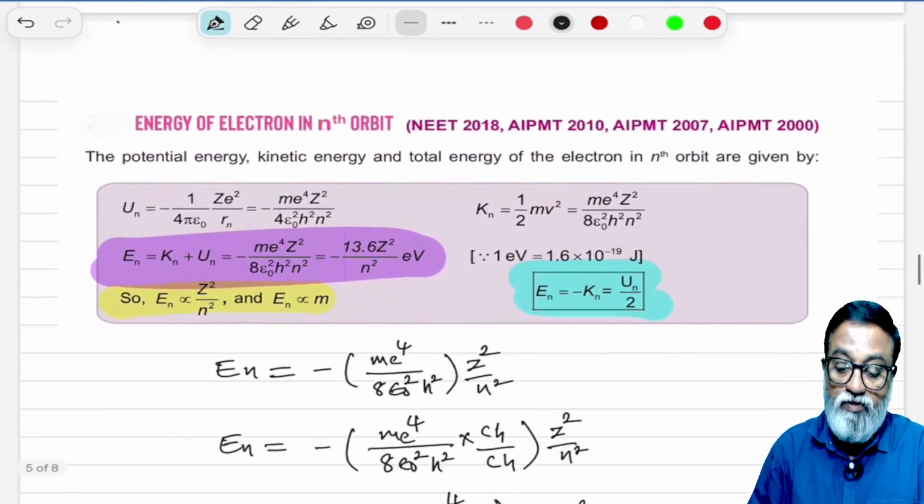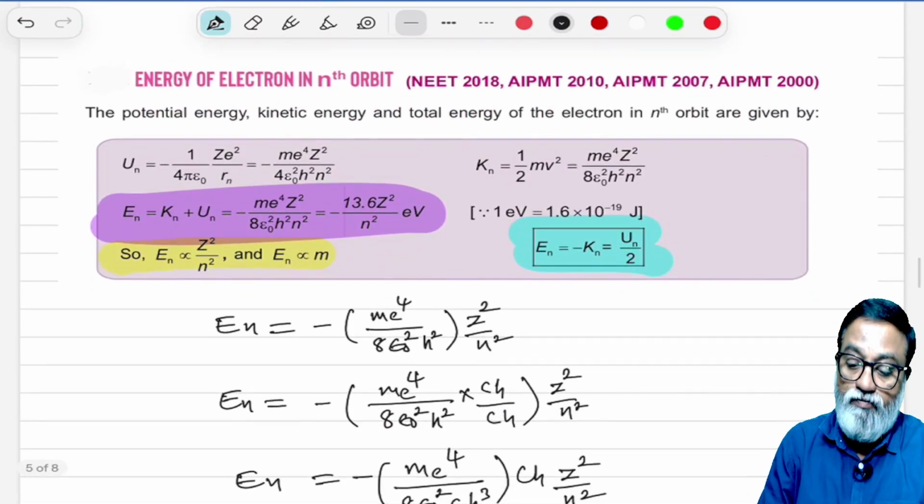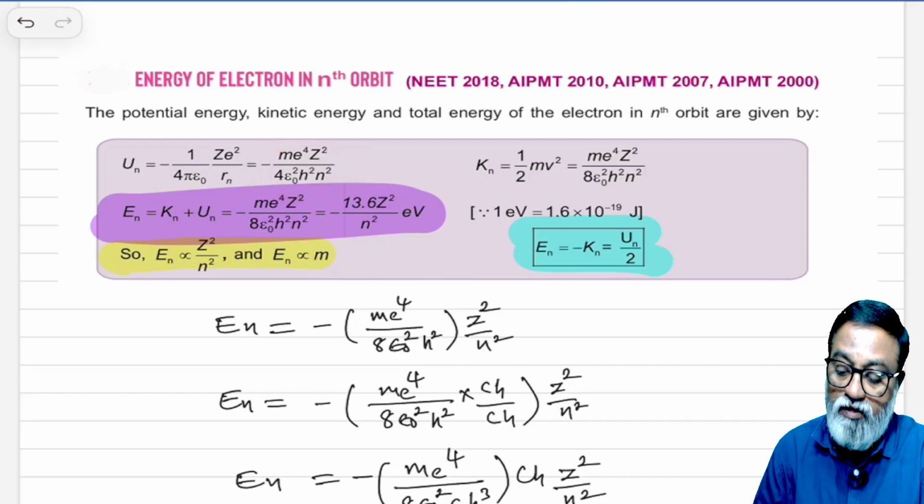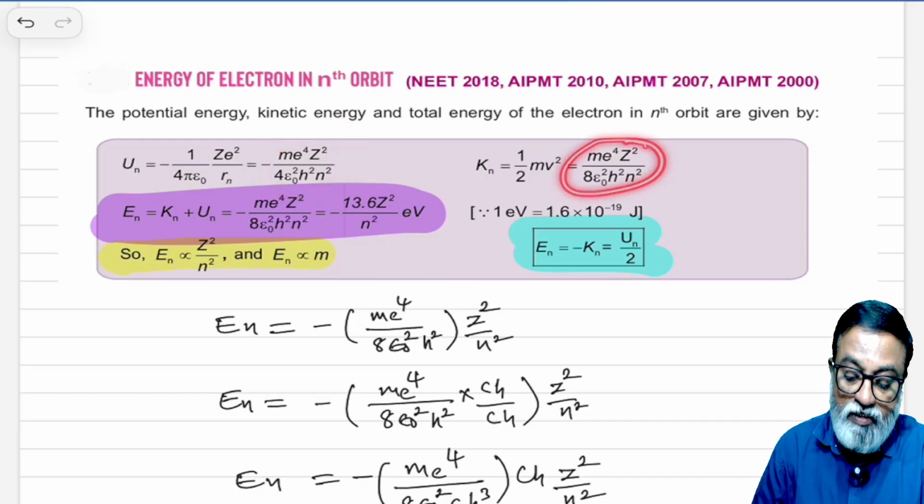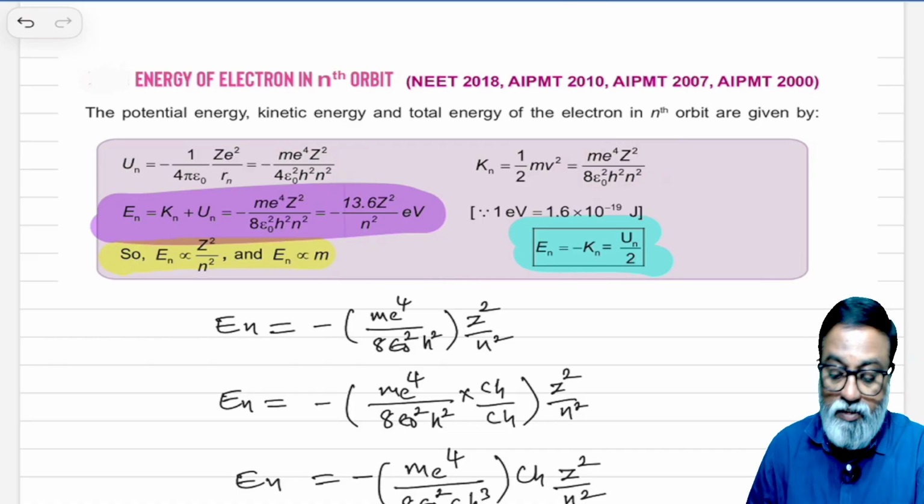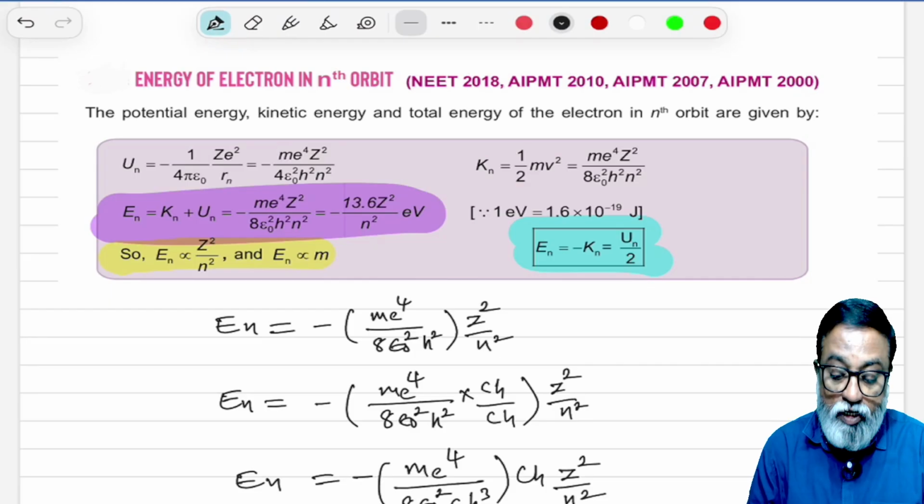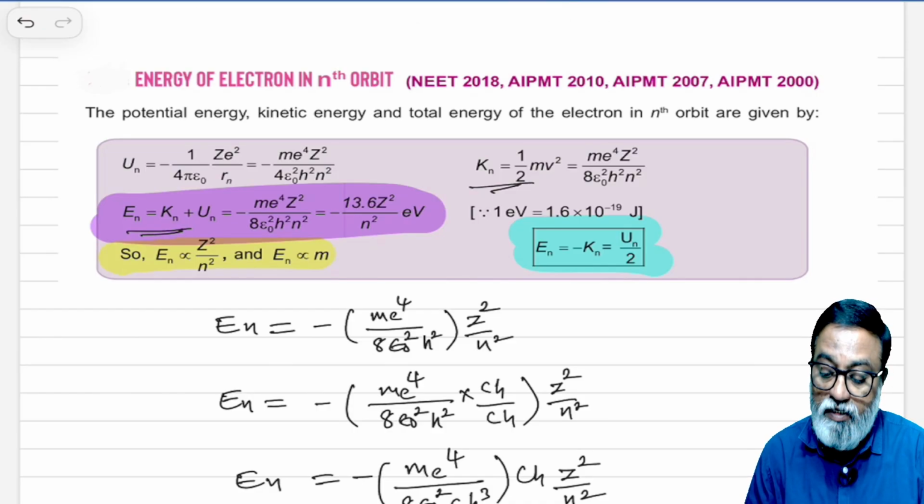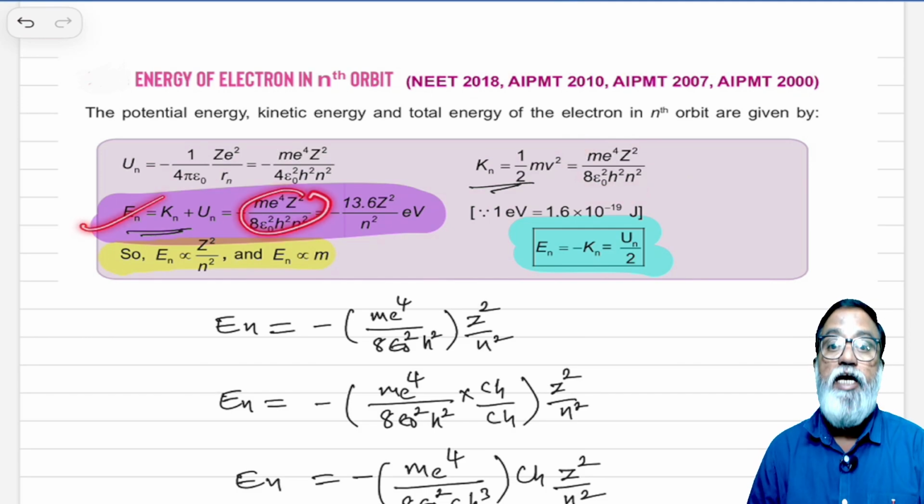Next one, energy of an electron. Here the potential energy U_n is equal to minus m e to the power of 4 Z square by 4 pi epsilon naught. This is the kinetic energy, and this is the total energy. See here, potential energy, this is the total energy, this is the kinetic energy. Kinetic energy and potential energy both are the same form. Here kinetic energy is m e to the power of 4 Z square by 8 pi epsilon 0. Here also same thing, but here a negative sign.